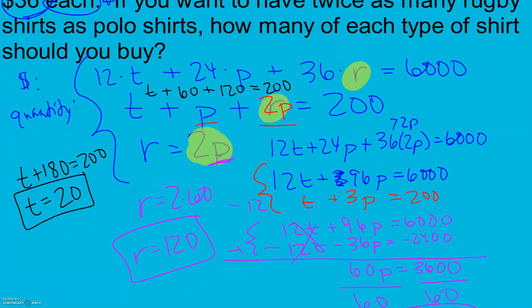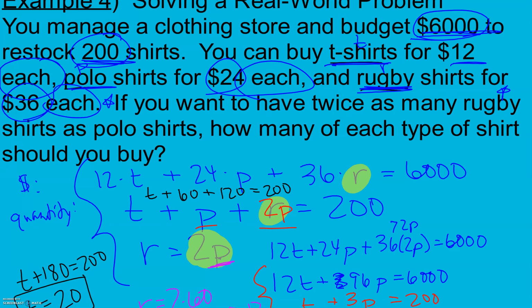And it all comes down to how we set up these equations. We had two different totals. One was talking total price, total amount we're going to spend. And when we spend money, it's price times quantity. So the total amount spent for t-shirts is 12 times the number of t-shirts we buy. The total amount spent for polos is $24 each, so times the number of polos we buy. And the total amount spent on rugbies is 36 each, which means 36 times the number of rugbies we bought. And we add all those up, and it should equal 6,000.